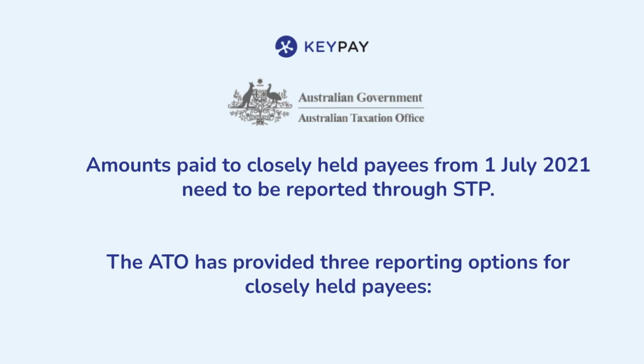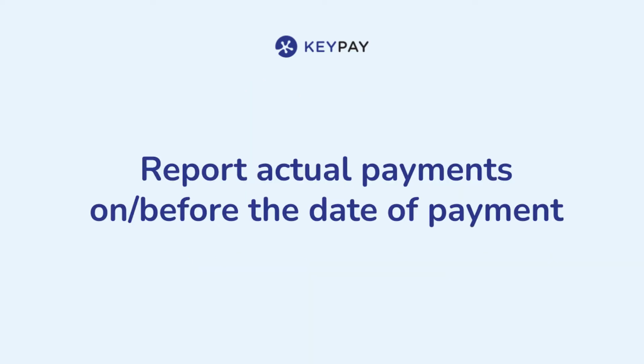For businesses with closely held payees, the ATO has provided 3 options for reporting via STP. First, businesses can report actual payments on or before the date of payment. This means that whenever you make a payment to a closely held payee, you'll report the information on or before each pay event. This is exactly the same process for reporting arm's length employees.